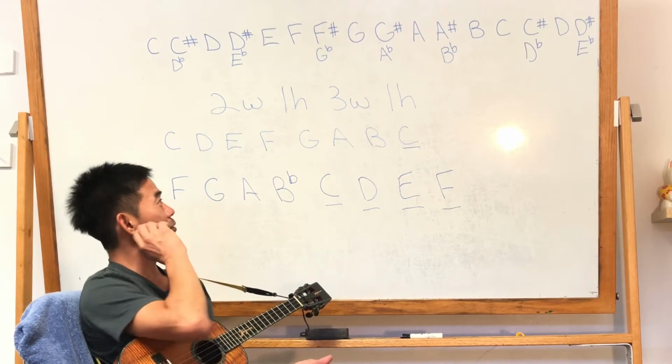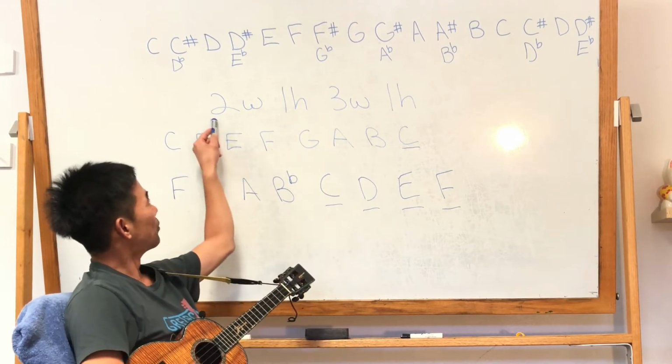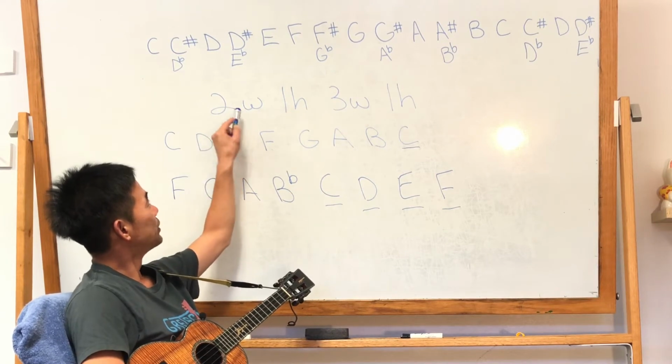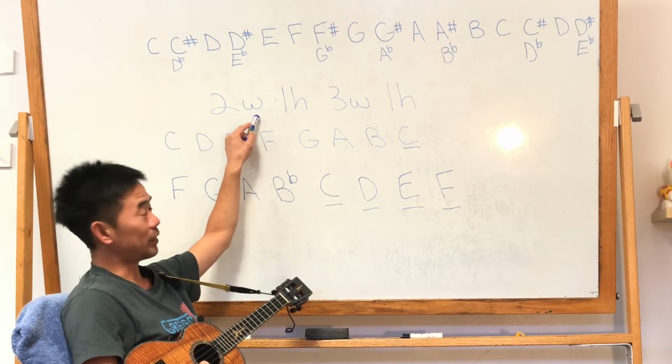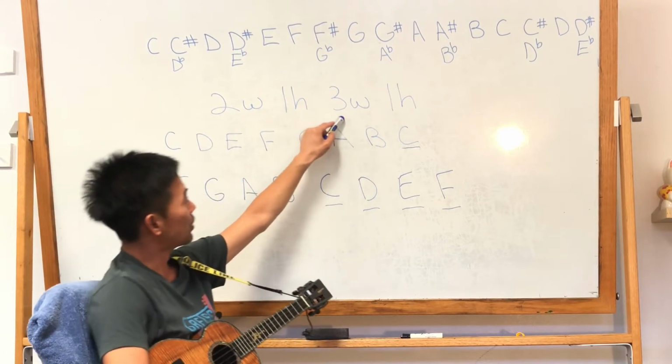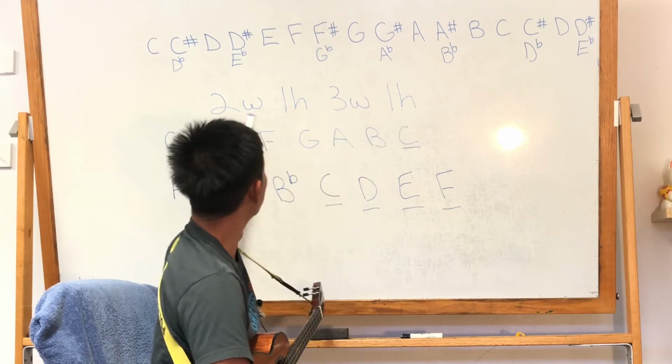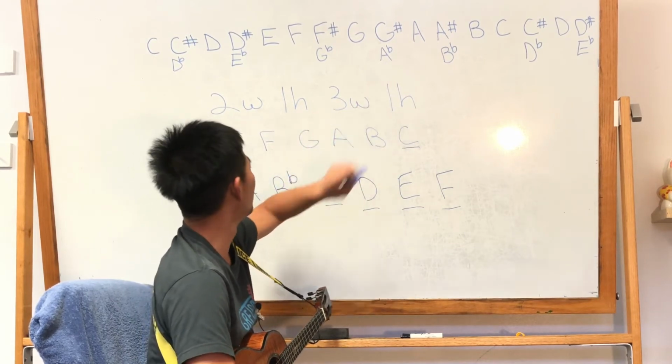Okay, so I want you to remember this formula right here. W means whole, H means half. 2 whole steps, 1 half step, 3 whole steps, 1 half step. 2 whole, 1 half, 3 whole, 1 half, okay?